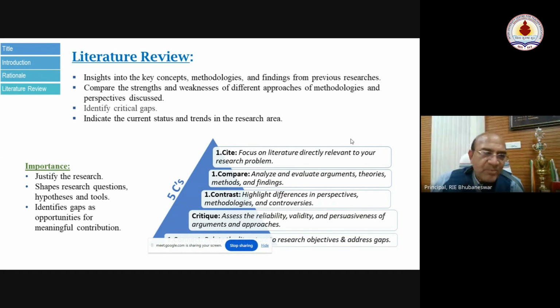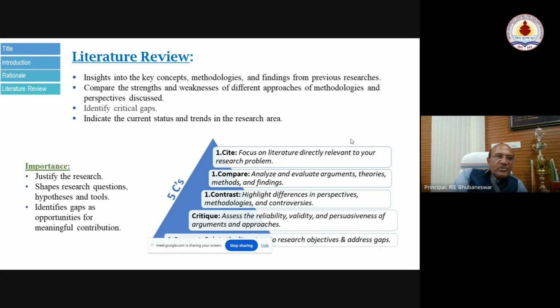So these five C's are important, and the literature review will help to justify the research, because through finding gaps, I will be able to justify the research. This will shape the research questions also, because the gaps I have, and what I have to do, will shape my research questions, hypotheses, and tools. And these gaps will let me conduct research for a meaningful contribution.